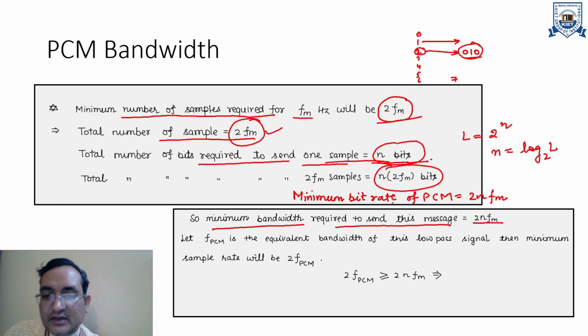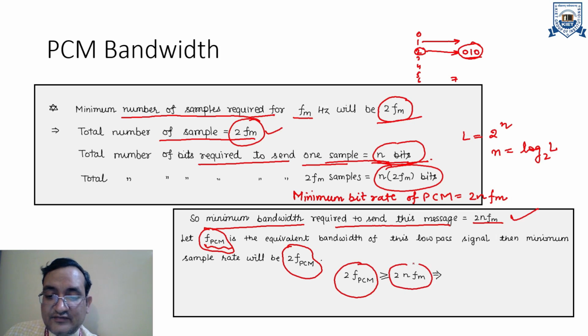Now if fPCM is the bandwidth and you are considering the sample values, right? So you also have to consider, if this is the PCM bandwidth, and you are again sampling, the required sampling rate will be twice of fPCM. So you are comparing both sampling frequencies, right? So twice of fPCM will always be greater than or equal to twice of n into fm. So the required bandwidth of the PCM will always be greater than or equal to n fm, right? This is all about the minimum requirement.